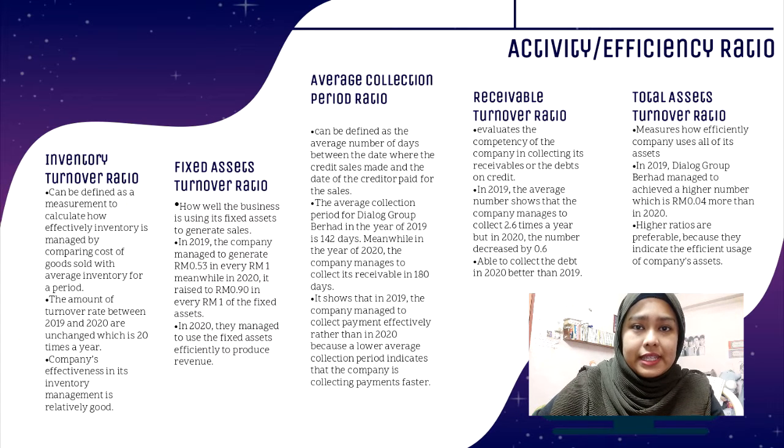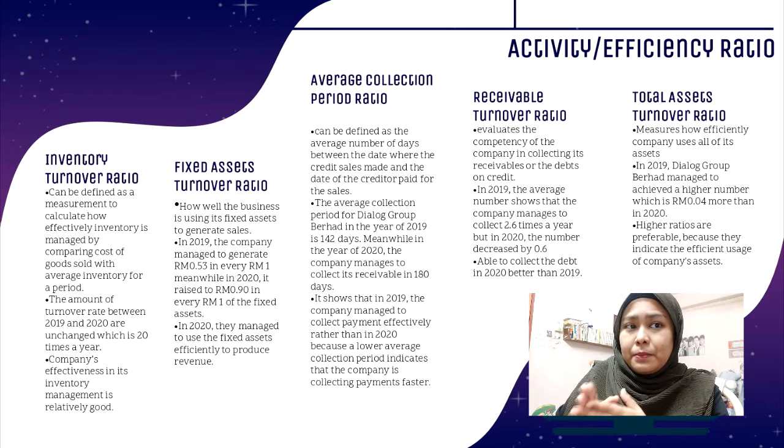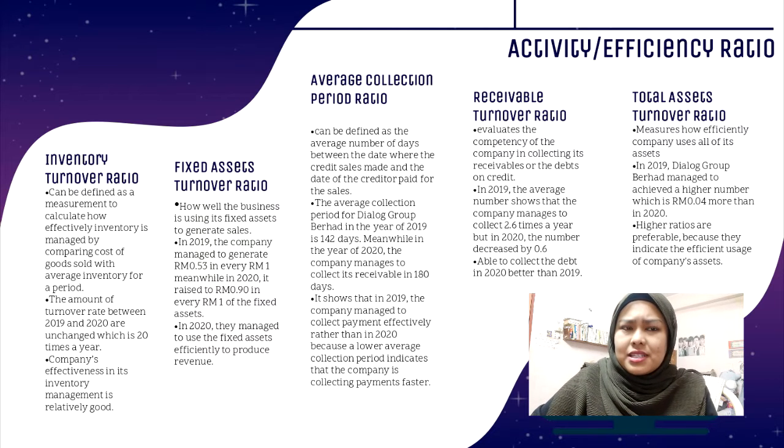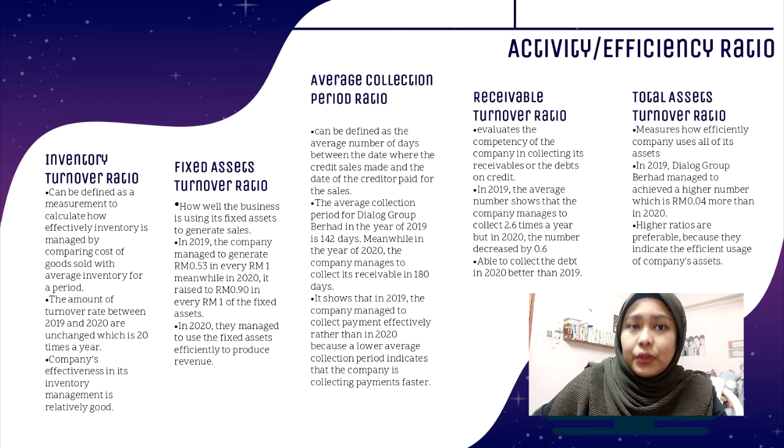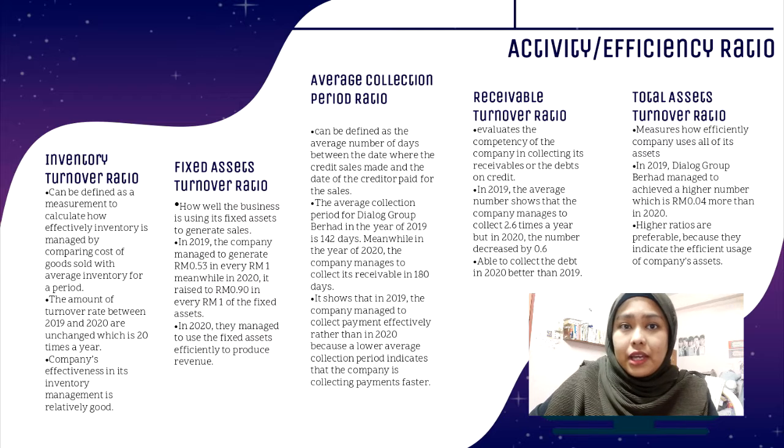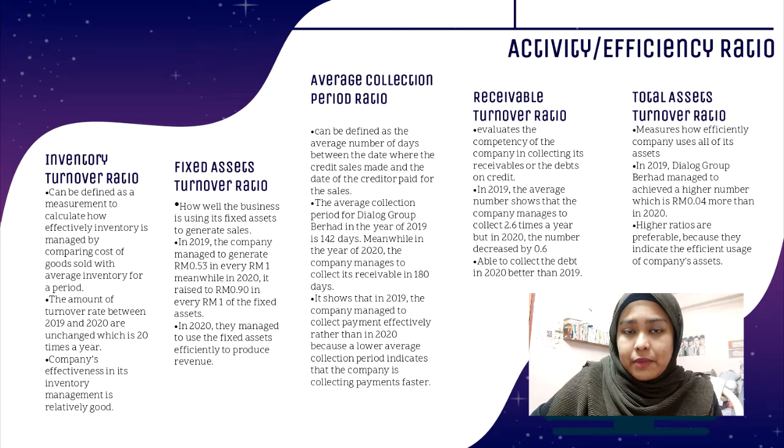Next we have the average collection period. This average collection period represents the average number of days between the date a credit sale is made and the date the purchaser pays for the sales. A company's average collection period is indicative of the effectiveness of its accounts receivable management practices. To put it another way, it is also used to inform the company on the time taken to receive payment from the customers for sales made by the company.